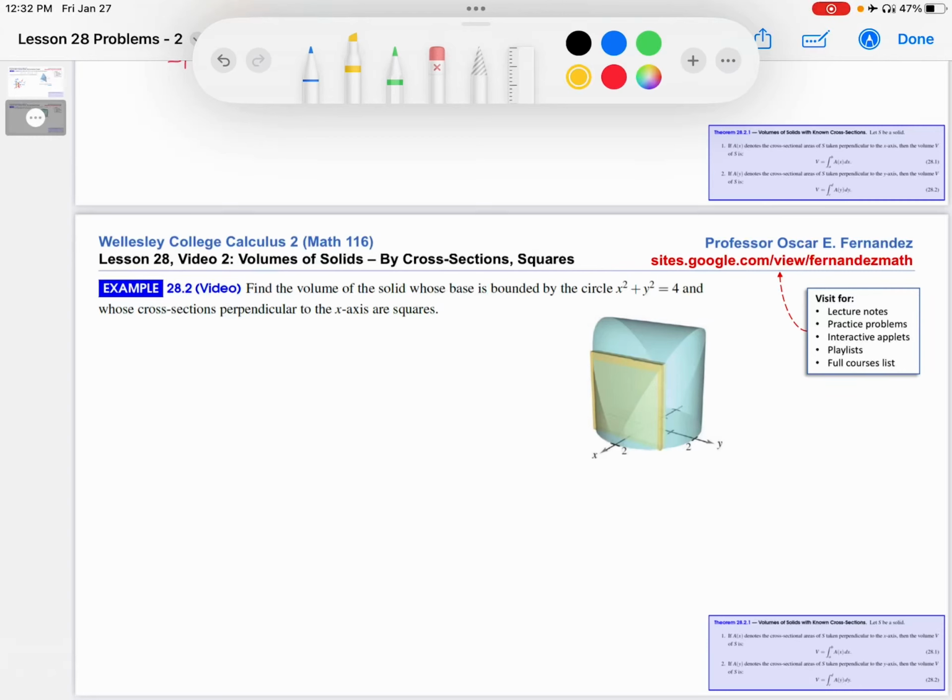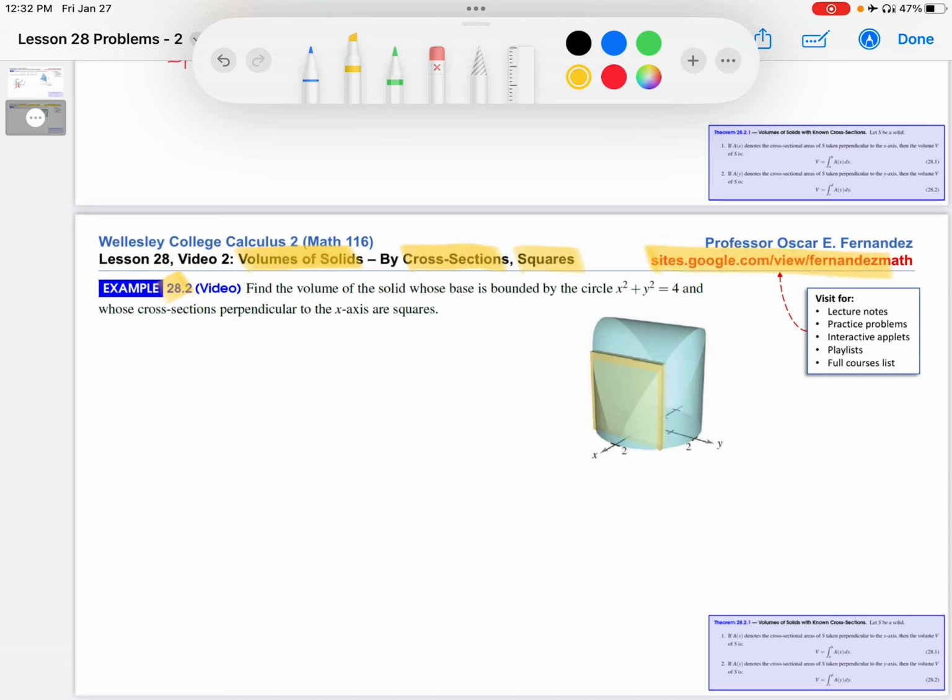Hi, this is Professor Fernandez, and in this video we are going to work out the volume of a solid where we know the cross sections, and in particular we're told that they are squares. This example comes from the notes from lesson 28 in this Calculus 2 course.